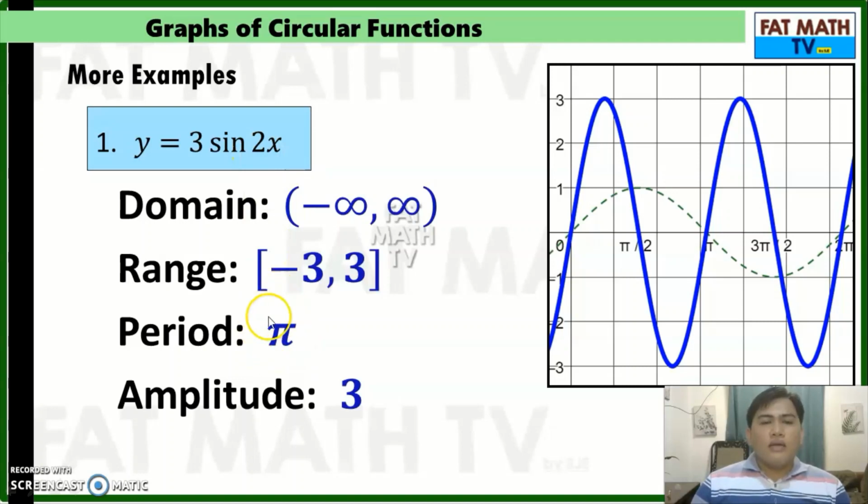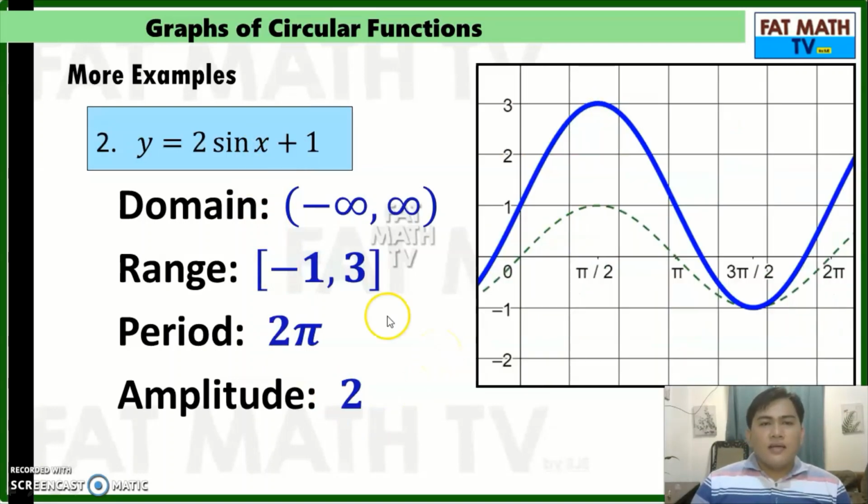So how did we obtain pi here? This is 2 pi over 2. The formula for the period is 2 pi over the number here. So 2 pi over 2 is pi. So the amplitude is 3. Another example, we have here 2 sine x plus 1. So there's a times 2 and then there's a plus 1 here. So this times 2 will create a vertical stretch and the plus 1 will create a vertical shift upward.